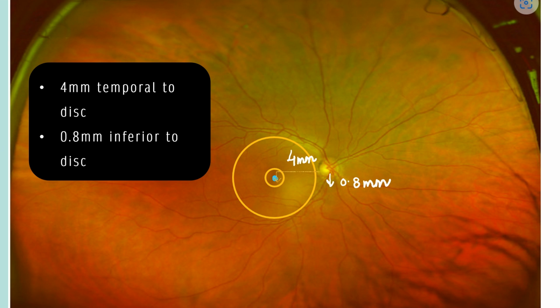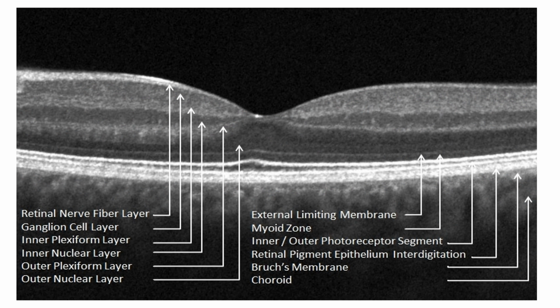The foveola is situated at a distance of about 4 millimeters from the center of the optic disc temporally, and it is about 0.8 millimeters inferior to the center of the optic disc. So that is the location of your fovea, a very important point that is commonly asked in exams.